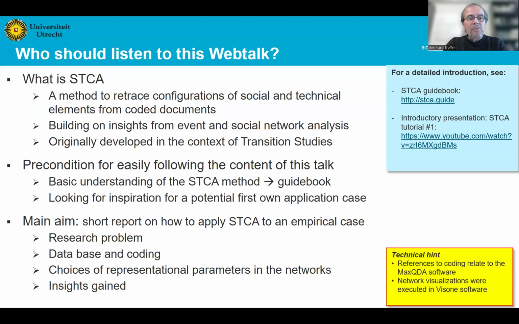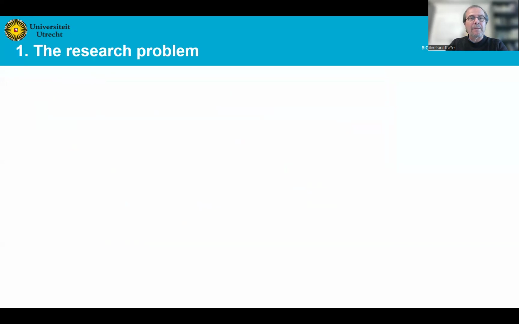The structure of my talk will be that I will talk about what was the research problem we wanted to address, what was the database and coding, how did we choose representative parameters for the networks, and finally, a few reflections on the insights gained.